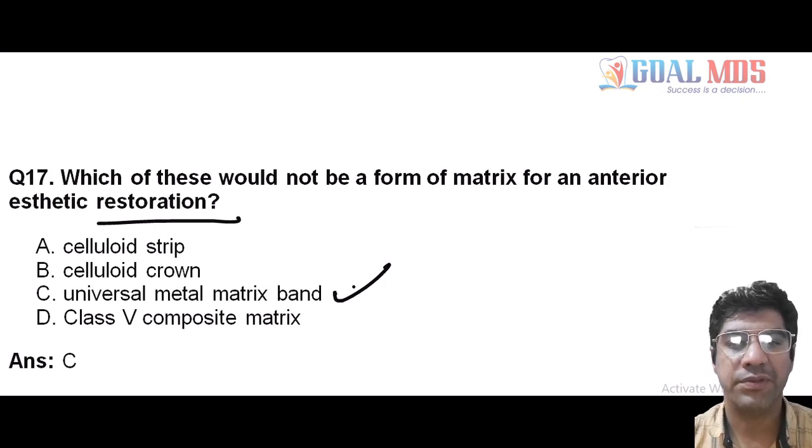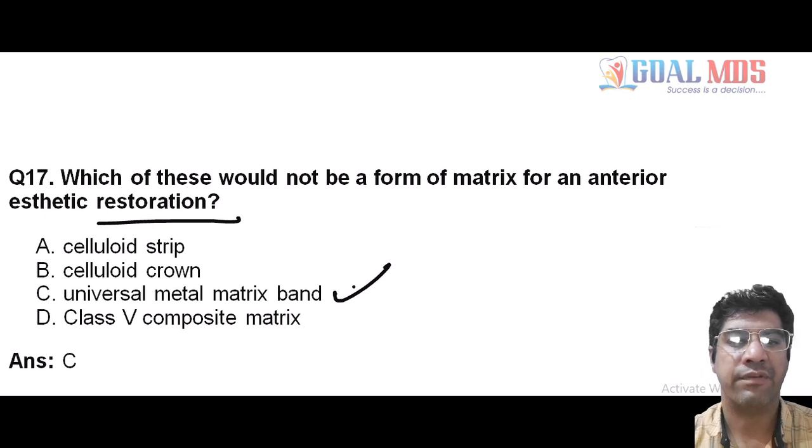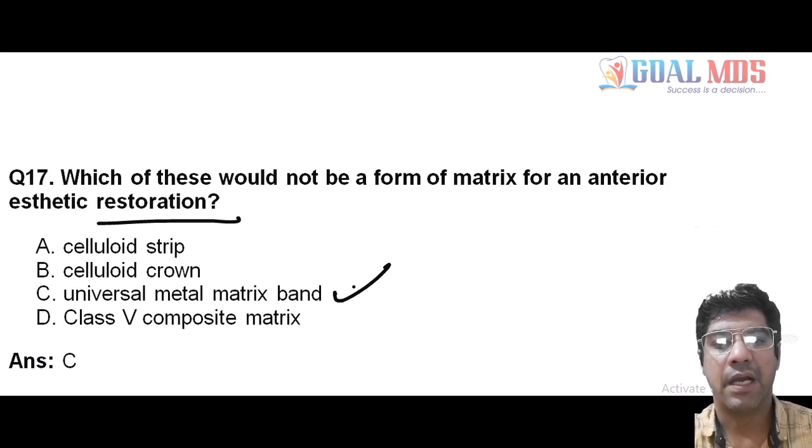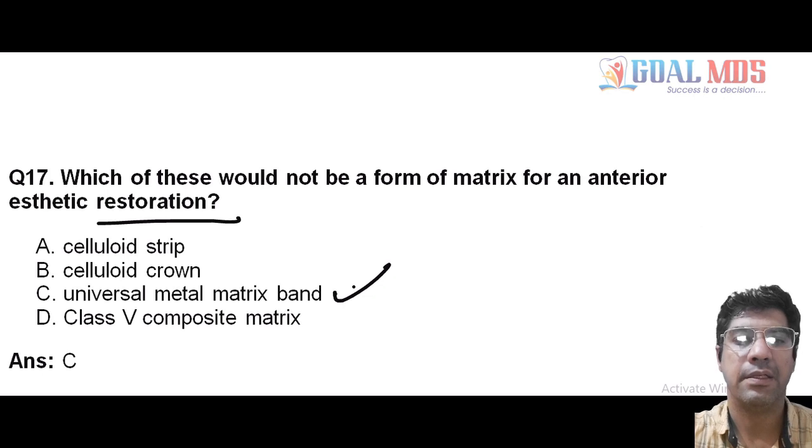The class 5 composite matrix is used in the case of a class 5 composite cavity. They are ideal in achieving contour and aesthetics in anterior restorations involving composite material.